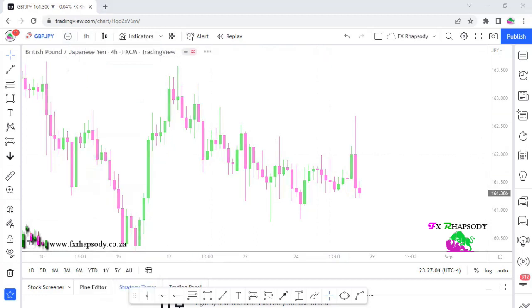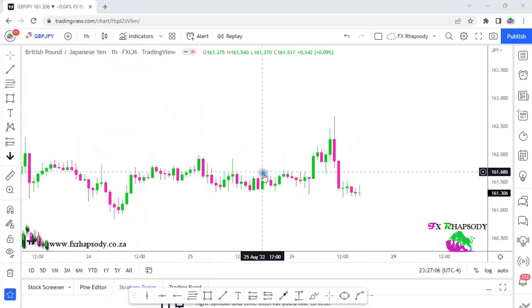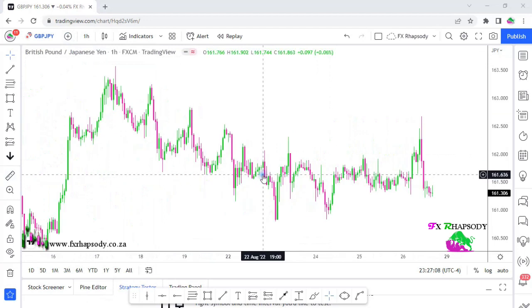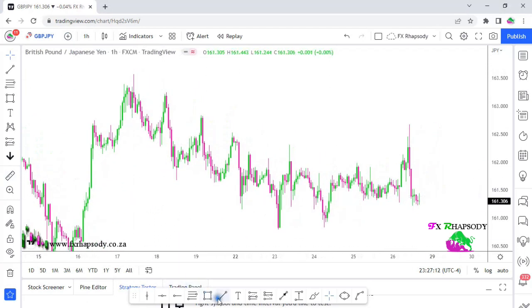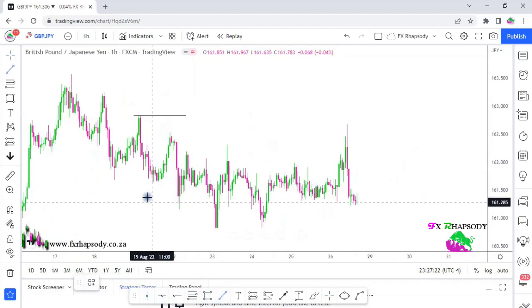Let's move down to the 4-hour. I'm just going to zoom out a little bit, and then we're going to look at this area over here. I did make a video on this, and for those of you that missed it, I'm just going to quickly show you what happened here.